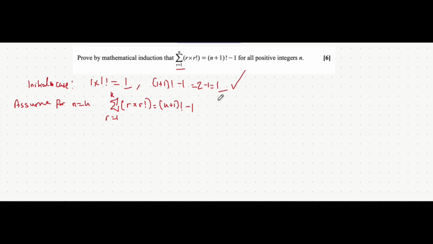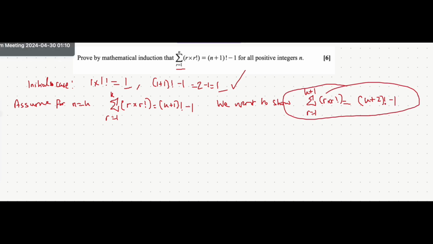What we want to show, it does help to write this. Some students don't really want to, but we might as well. We want to show that when we go to a term further than that, so when we're finding the sum of the terms of the sequence from r equals 1 to k plus 1 instead of just k of r times r factorial, we want to show that all of that is just equal to k plus 2 factorial minus 1. Because that's what you get when you replace k here with k plus 1. K plus 2 factorial, all take away 1. So let's go about doing that.